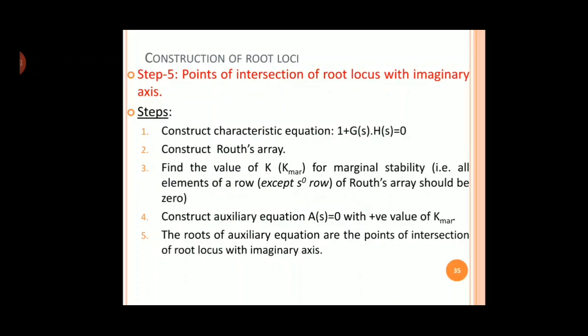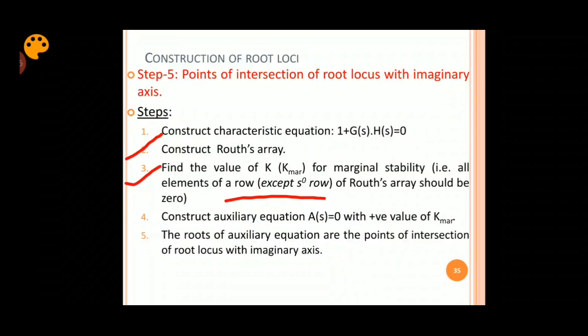Now here are the steps. Quickly let us go through. The first step is to construct the characteristic equation. Second step says construct the routh array. You would have already studied how to construct a routh array and how to find a marginal value of k, since the Routh-Hurwitz criterion is another way of analyzing the stability of a system. So from that you already know how to construct a routh array. Then find the marginal value of k. So how do you calculate the marginal value of k? We make the entire row of a routh array 0 except the s raised to 0 row.